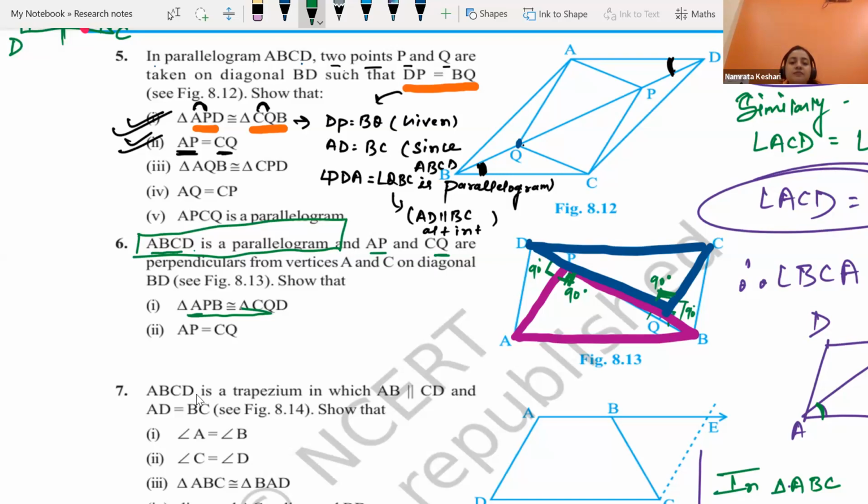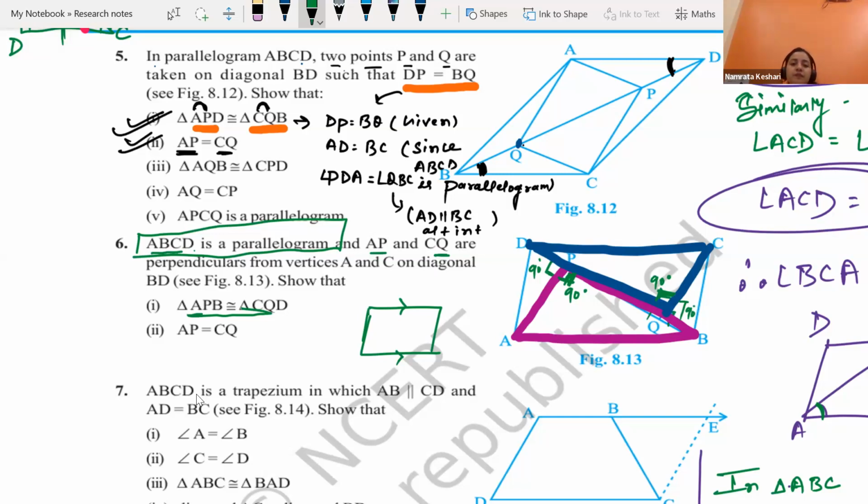Ma'am, AB and DC are parallel and equal. AB and CD are parallel. See, if ABCD is a parallelogram, of course, opposite sides will be parallel and equal with each other. Whenever the question says it is a parallelogram, we take it that the opposite sides are parallel and also equal with each other.